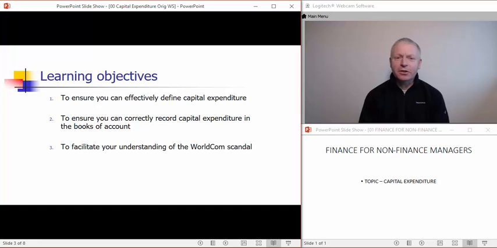And finally, the third learning objective today is to make sure that you fully understand what happened at WorldCom, where they messed up in relation to recording capital expenditure transactions. And in fact, they actually did it deliberately. So those are the three learning objectives today.